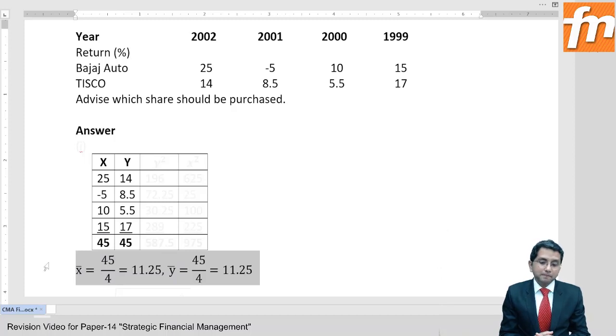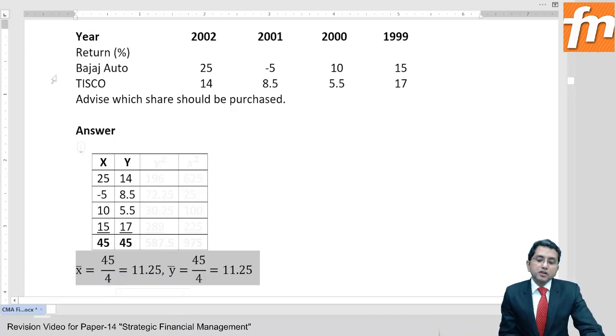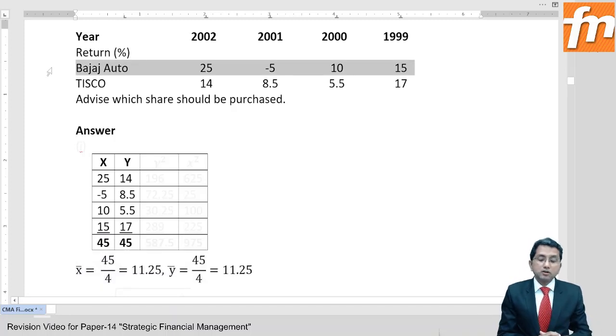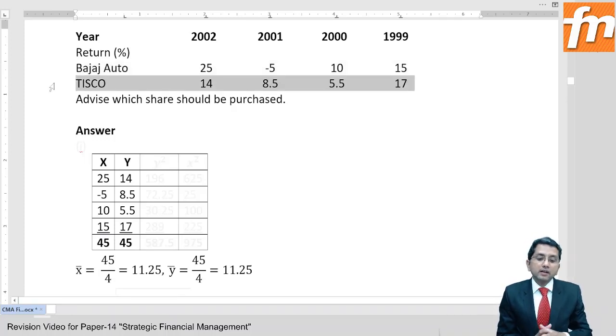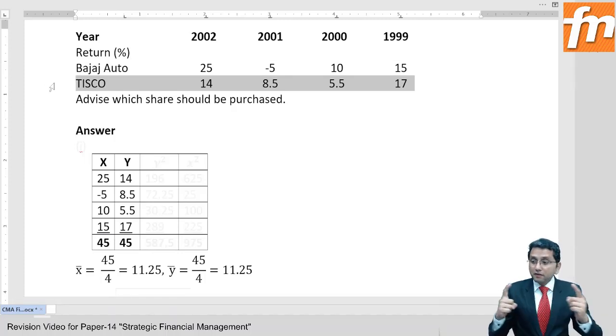So the average return of Bajaj Auto and Tisco is incidentally the same, 11.25% per annum. But simply by observation, you see the range of fluctuation of Bajaj Auto. It is fluctuating between -5 and 25, while for Tisco the return is fluctuating between 5.5 and 17%. So the range of fluctuation for Bajaj Auto is more than for Tisco. Prima facie, you can pass a judgment that Bajaj Auto is more volatile. It is riskier than Tisco. But you want an exact number also.